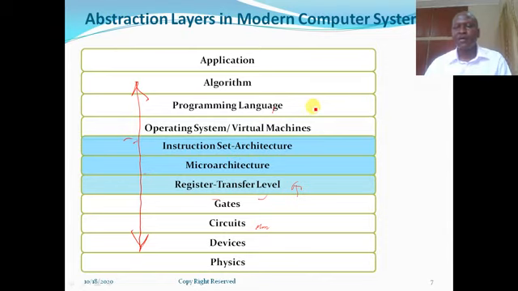And here, the programming language usually used in this case refers to the high-level language, such as your Python, your C++, Java, or Visual Basic. And of course, at the top, we have the algorithm. And then at the very top, we have the application layer.